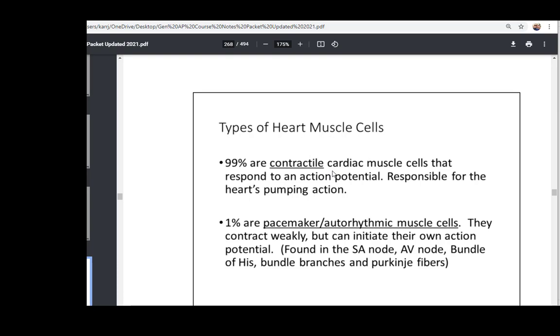But there are a small percentage of cells, 1% of the heart muscle cells, called pacemaker cells. They can contract weakly, but their main job is to initiate the action potential that will spread throughout the heart along the conduction pathway. So these cells are very much less numerous, but they are found at the SA node, the AV node, the bundle of His, the bundle branches, and the Purkinje fibers. And each of these structures is found on this diagram here.